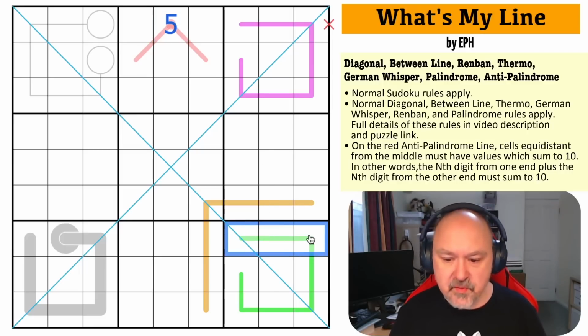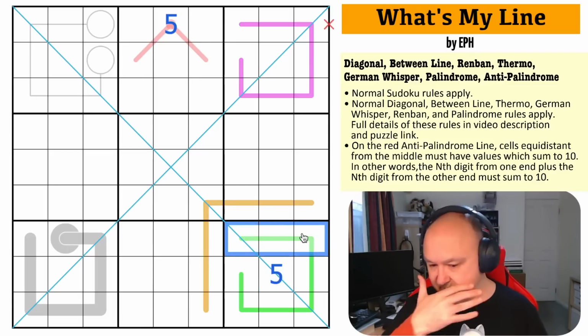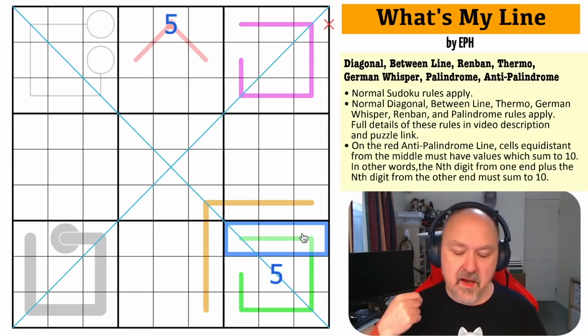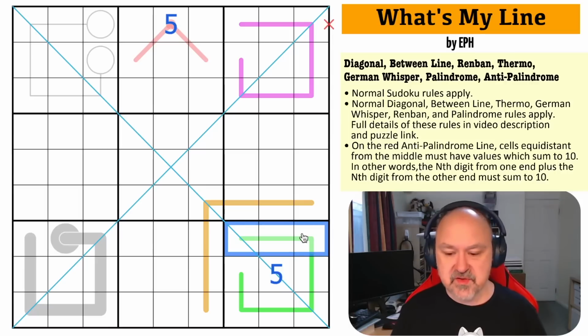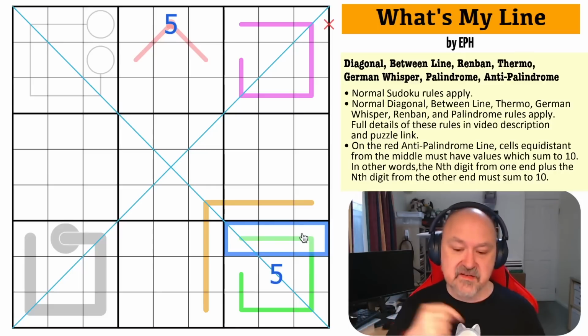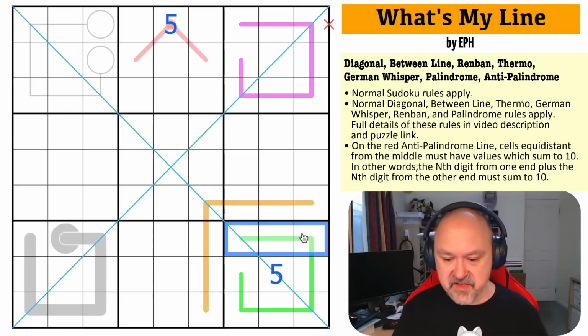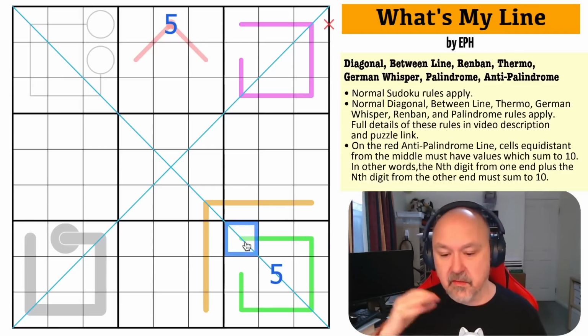Now, German whisper line, I could also place a 5 here because of the nature of the 5 difference of a German whisper line. You can never put 5 on a German whisper line because of the 5 difference. If I went down from the 5, I would hit 0 or less, which is outside the range of Sudoku digits. If I went up, I would hit 10 or higher, outside the range of Sudoku digits. Now, that means that every digit on a German whisper line will either be lower than 5 or higher than 5 because it can't be 5.